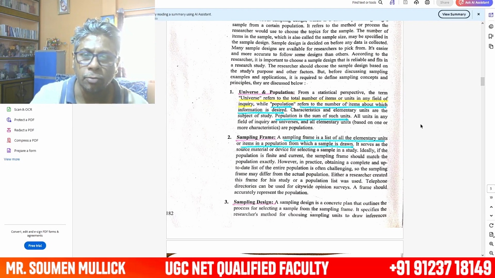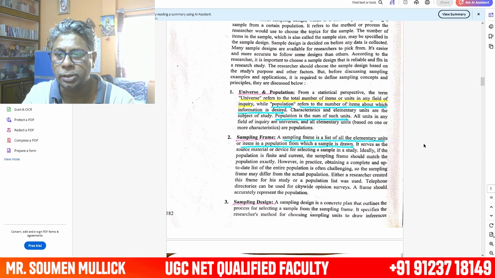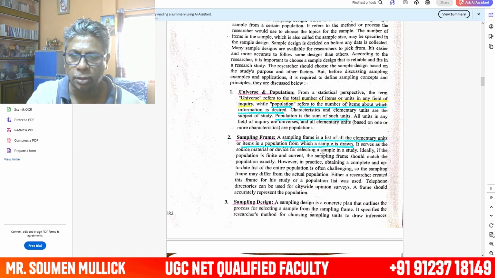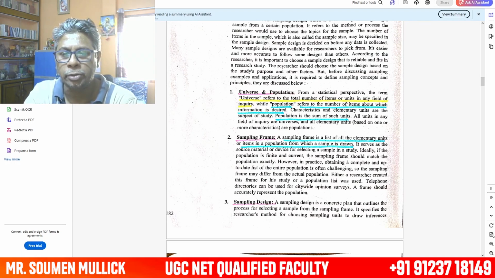Now the question is, what is sampling frame? The sampling frame is a list of all the elementary units or items in the population from which a sample is drawn.